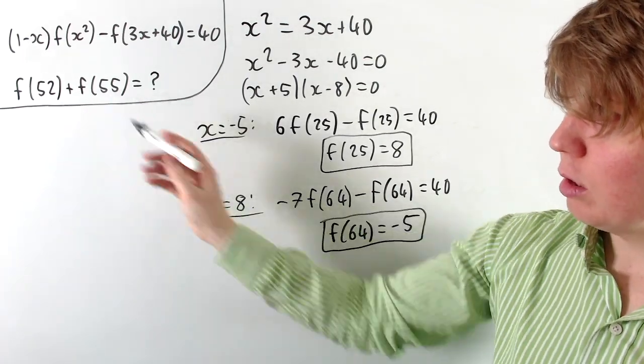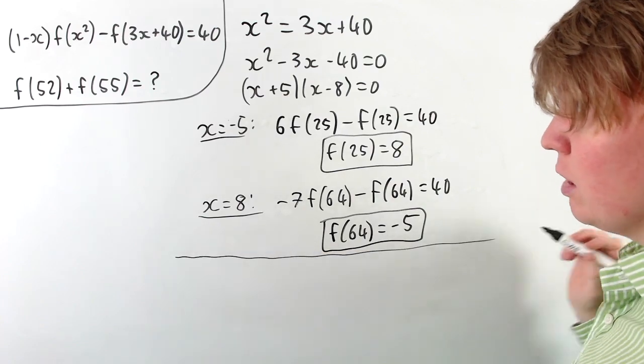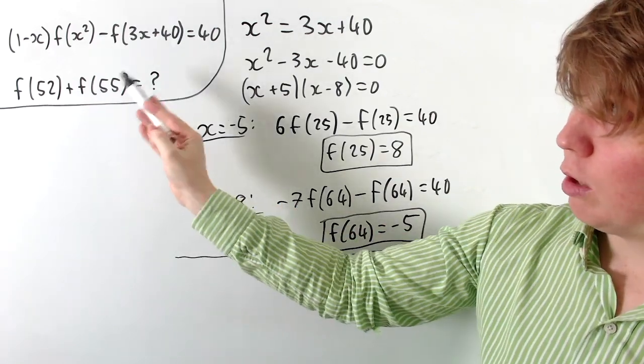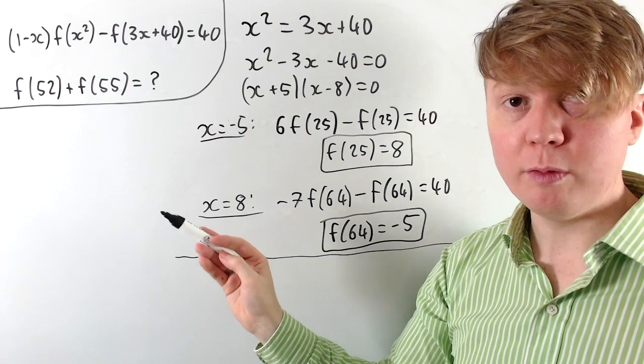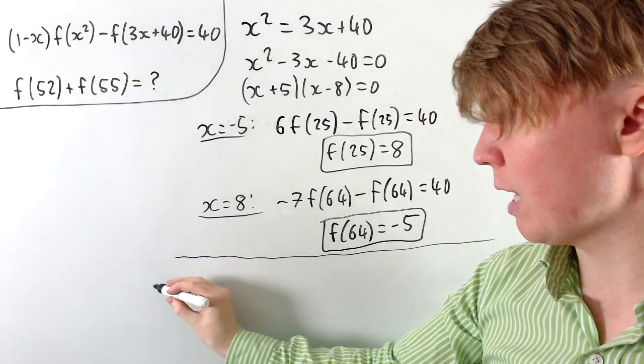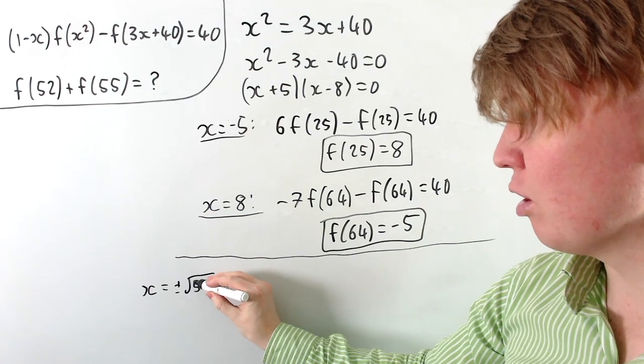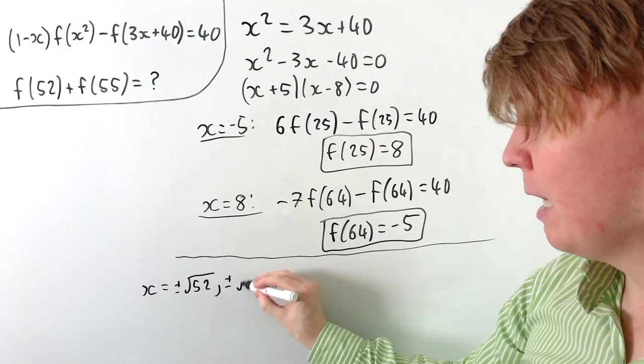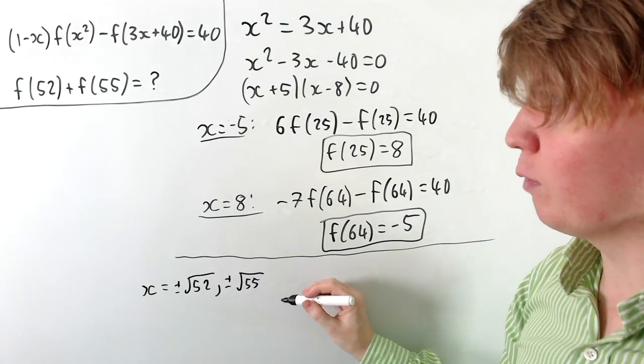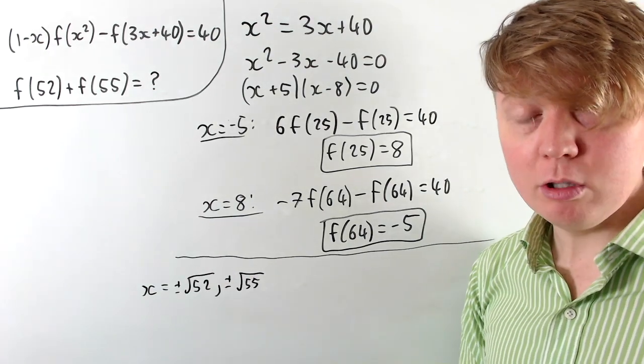And to start working towards finding the values of f at 52 and 55, we could try setting this up so that we have 52 or 55 in place of our x squared here. So we'd be substituting x's that could be plus or minus the square root of 52 or plus or minus the square root of 55, but then working with the square roots could be quite fiddly.